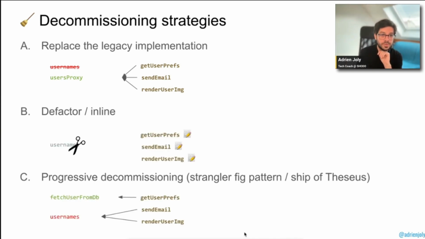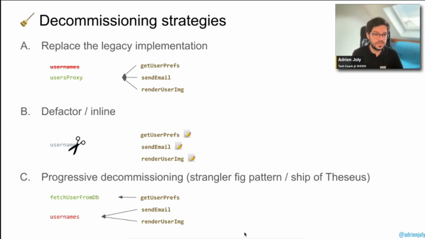The second possibility would be to defactor, meaning that we want to duplicate that code so that we can remove the actual usernames symbol. So you will duplicate the code everywhere it's called. And by doing that, you have the flexibility of modulating that code. So you can make it specific for every caller, which is not really possible in the first possibility.